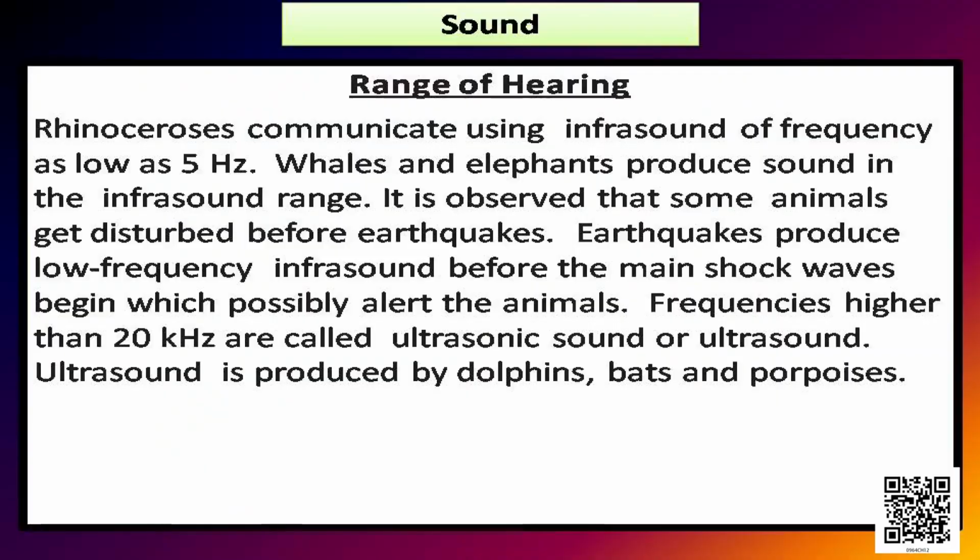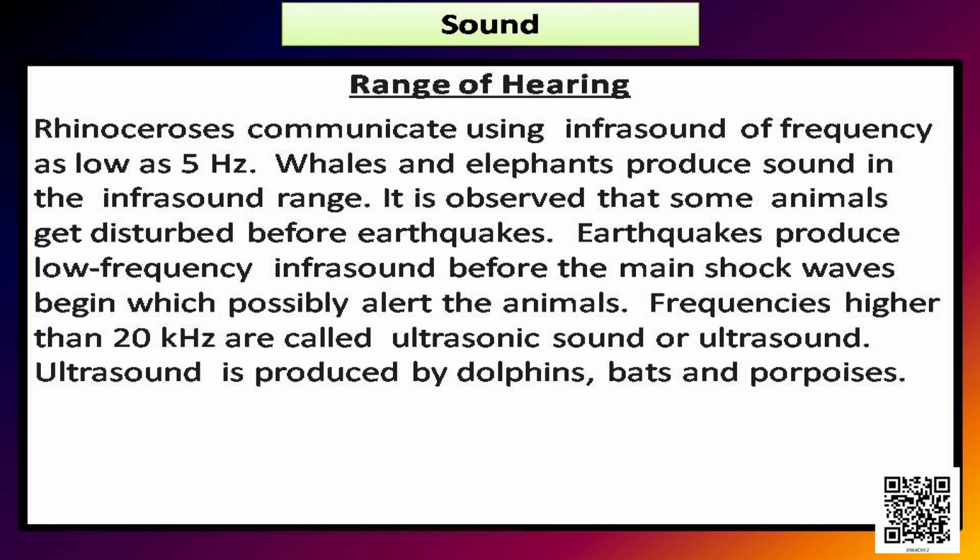See, students, we cannot hear this sound because the range is 20 Hz to 20,000 Hz for human ear. So, though there is sound around, it is not necessary that we can hear all the sounds. We can hear the sounds those are created within our hearing range, that is 20 Hz to 20,000 Hz. Whales and elephants produce sound in the infrasound range. It is observed that some animals get disturbed before earthquakes. Earthquakes produce low frequency infrasound before the main shock waves begin, which possibly alert the animals.